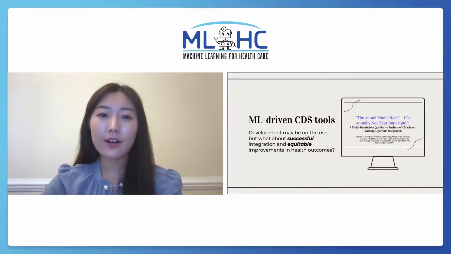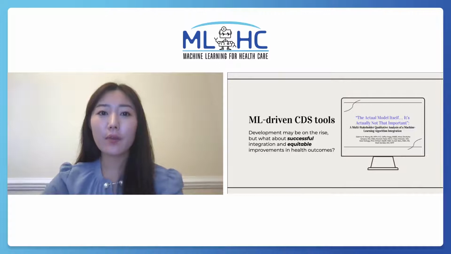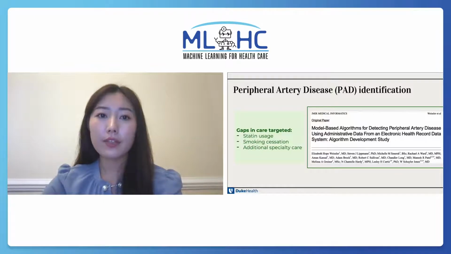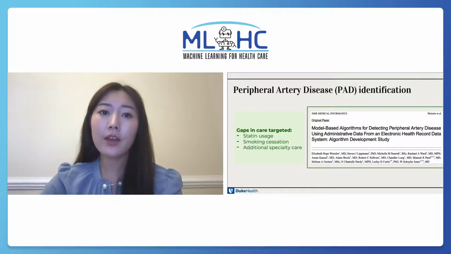In the past decade, artificial intelligence and machine learning driven models have been developed at faster rates than ever before. But development of these clinical tools does not equate to real life implementation that is both successful and equitable in improving health outcomes. Our study will focus on this algorithm to identify patients with peripheral artery disease, or PAD, using electronic health record data in order to increase the value and quality of care.